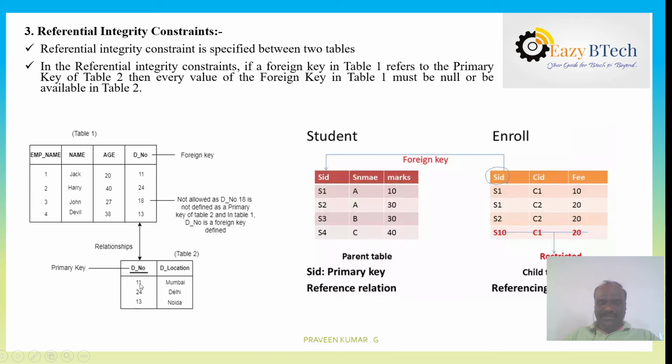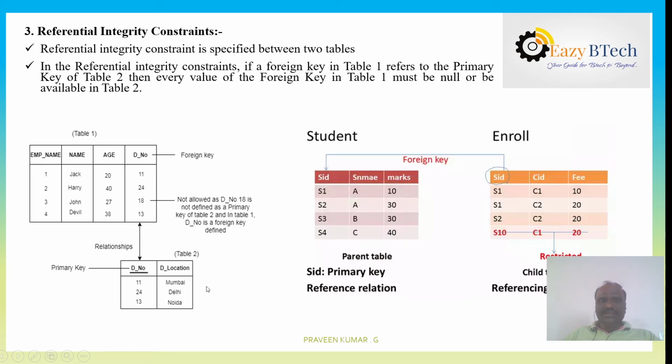Here it is not defined as a primary key. That's why, compulsorily, in a parent table, if it is a foreign key, we are initializing these foreign key values in table 2. Here we are representing 11, 24, 13. We are not including 18. That's why the foreign key elements in a parent table are compulsorily declared as primary key elements in table 2, the child table. This is called referential integrity constraints.